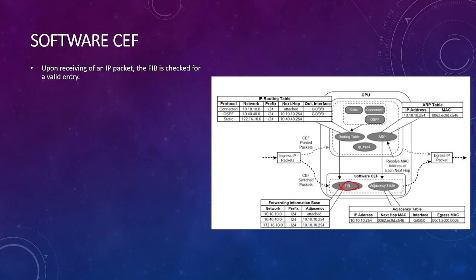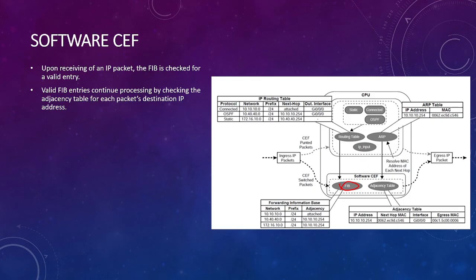One is the FIB, which is copied from the routing table. Next is the adjacency table, which is copied from the ARP table. So this is how the details are copied from the routing and ARP tables. Next, the valid FIB entries continue processing by checking the adjacency table for each packet's destination address.